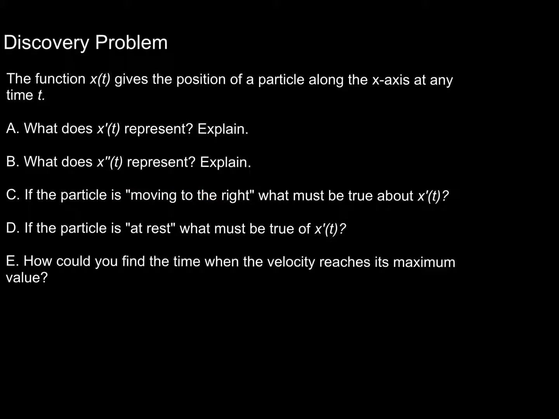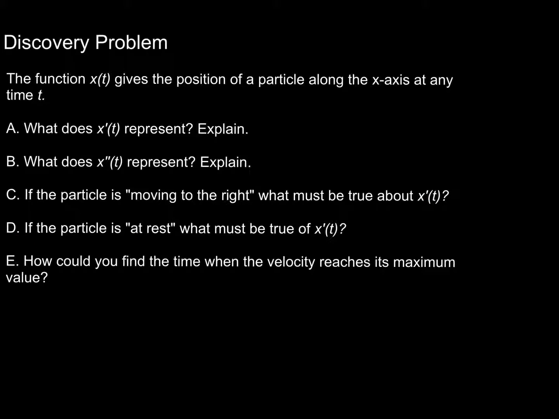So if a particle is moving to the right, what does that mean about the derivative? Well, the first derivative, remember, is the velocity. And so if you're moving to the right, we consider that the positive direction on the x-axis. That would mean that your velocity would be positive. Conversely, if you're moving to the left, you would have a negative velocity in this situation.